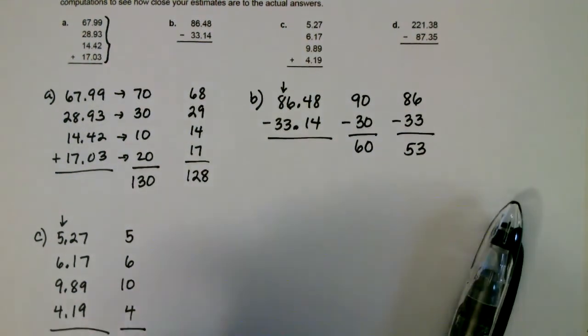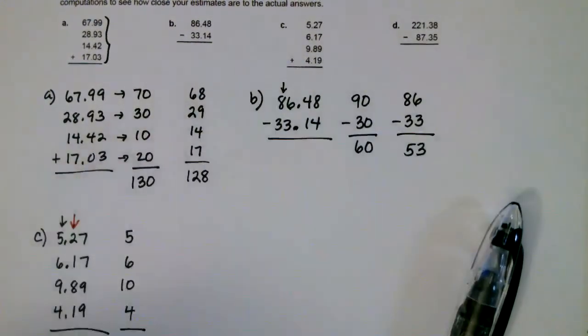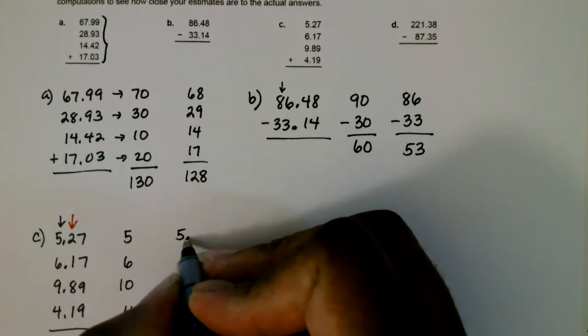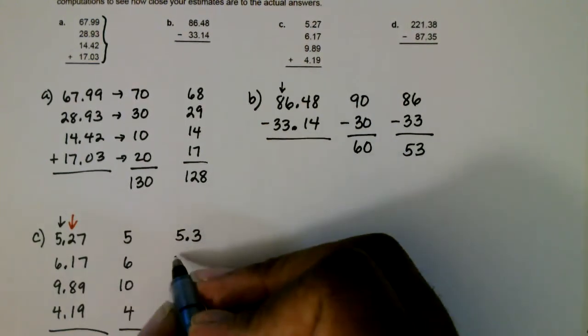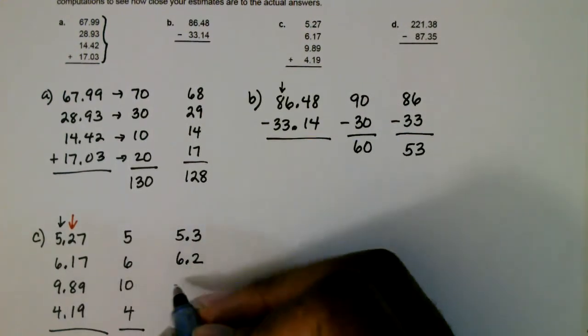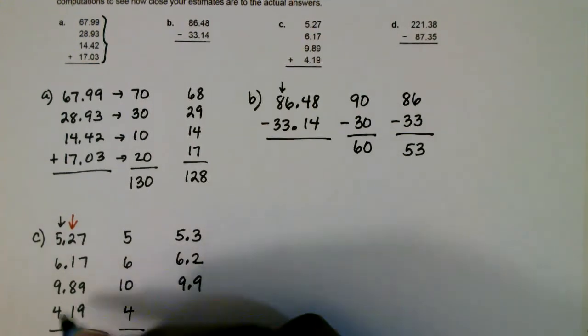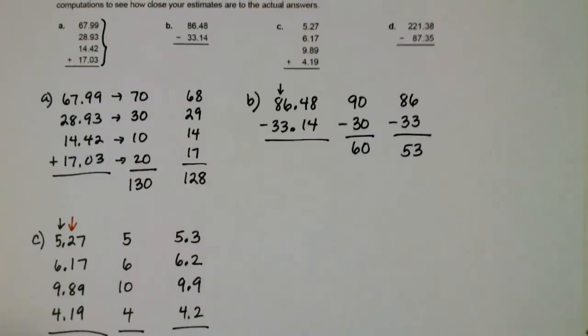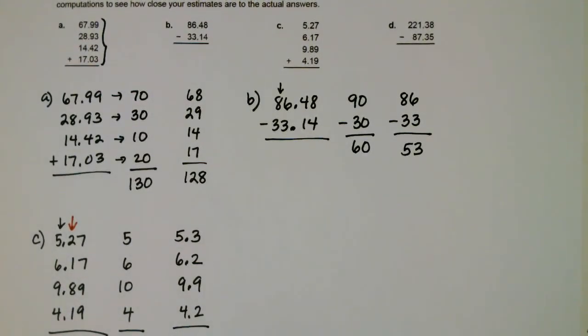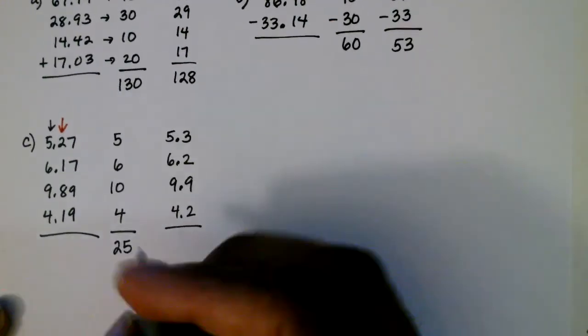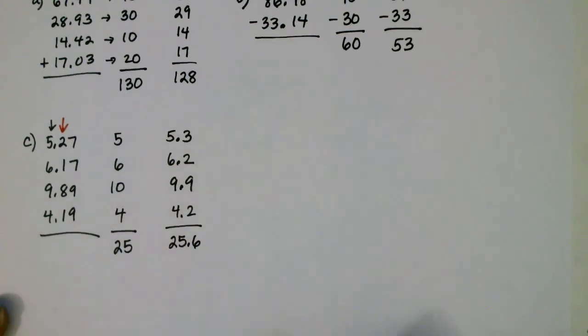Now, using front-end estimation, I will look at the number that's in the tenth place on each one of those and round up or down. So 5.27 will round up to 5.3. 6.17 to one decimal place will round up to 6.2. 9.89 rounded to one decimal place will be 9.9. Then 4.19 rounds to 4.2. So if I was to do 5.3 plus 6.2 plus 9.9 plus 4.2, I would get 25.6 using front-end estimation.